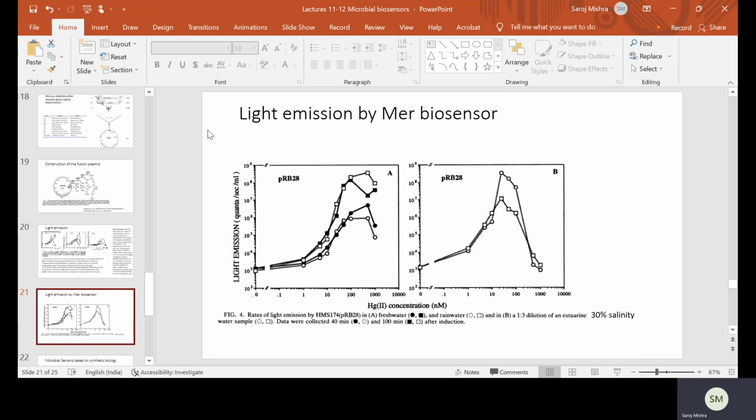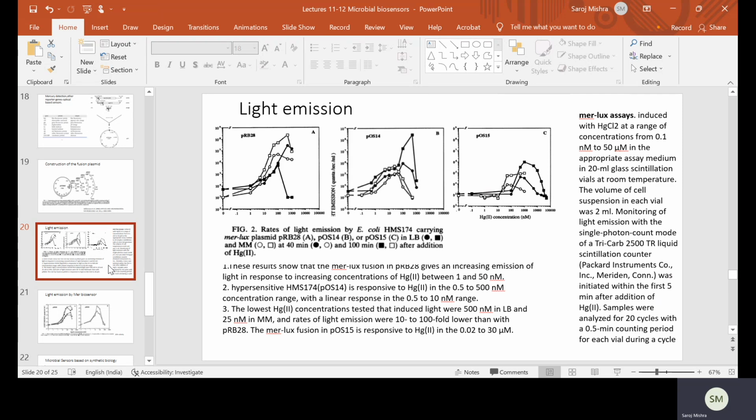And finally, from the same paper, the data shown in this slide is data generated in the laboratory, not with real samples collected from lakes or water bodies where there is mercury contamination. All of these are just recombinant cells which you take in a test tube, and you add mercury ions from outside and measure the light emission.